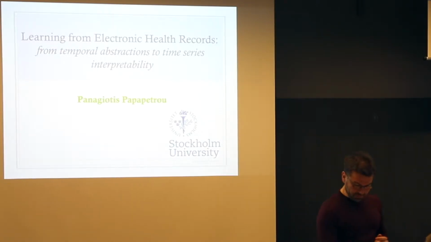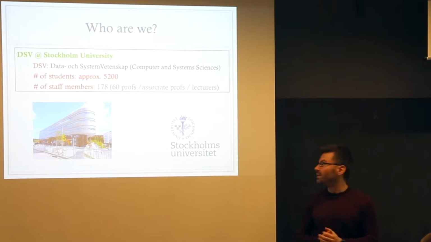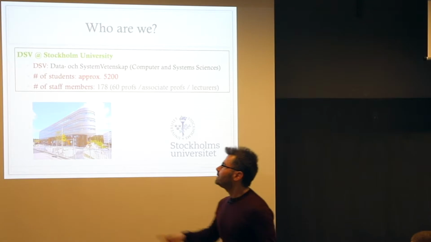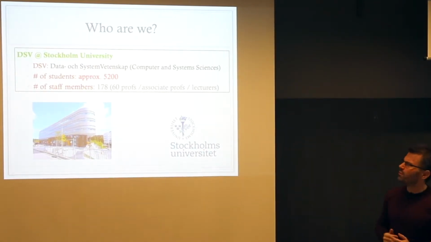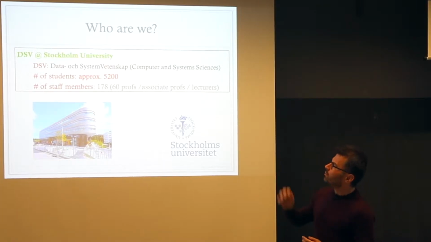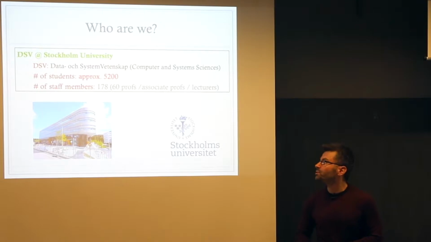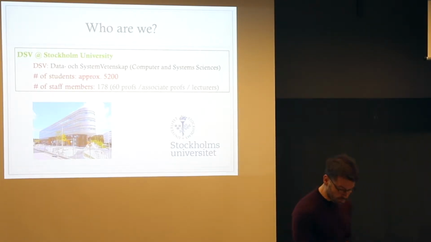I will spend like 1 minute telling you a little bit about our department. So as Kai said, I come from Stockholm University Department of Computer and System Sciences. This is our very nice building here, newly built, like 4 years old now. And we are quite big, so we have about 5,200 students, bachelors and masters, and we are 178 staff members. 1/3 is teachers, like professors, associate professors, and lecturers.